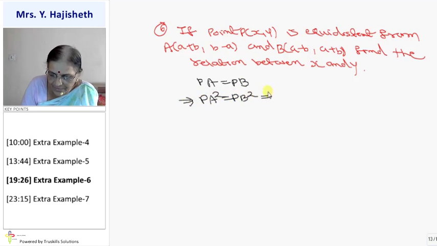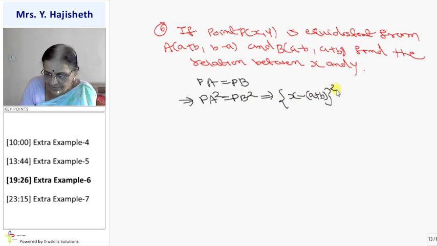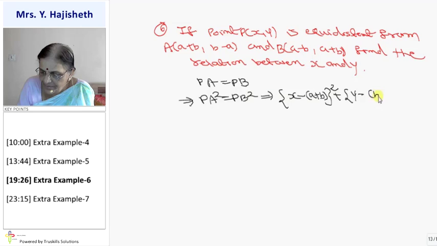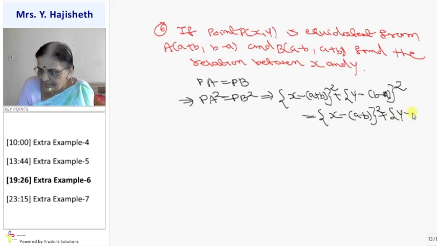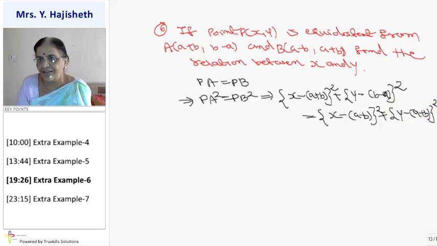ओके, दैट इम्प्लाइज, चलो PA स्क्वायर मतलब x माइनस ब्रैकेट में (a प्लस b) ब्रैकेट कंप्लीट होल स्क्वायर, राइट, प्लस y माइनस (b माइनस a) ब्रैकेट कंप्लीट होल स्क्वायर. इस साइड PB, सो x माइनस (a माइनस b) ब्रैकेट कंप्लीट होल स्क्वायर प्लस y माइनस (a प्लस b) ब्रैकेट में होल स्क्वायर. क्लियर?